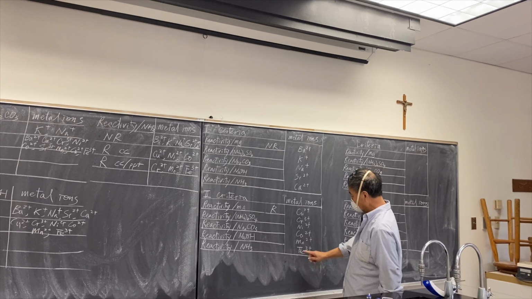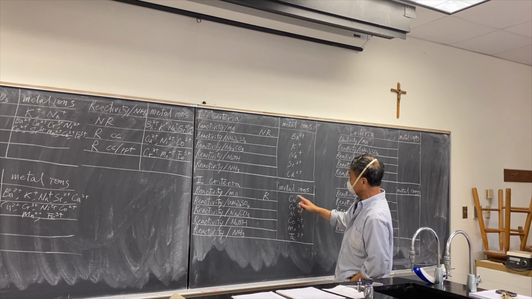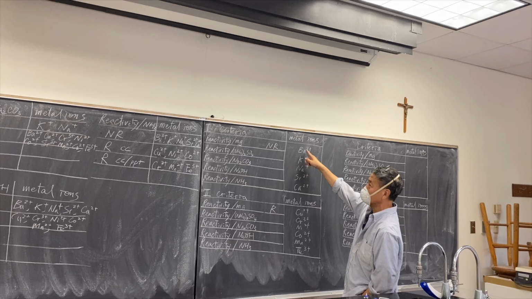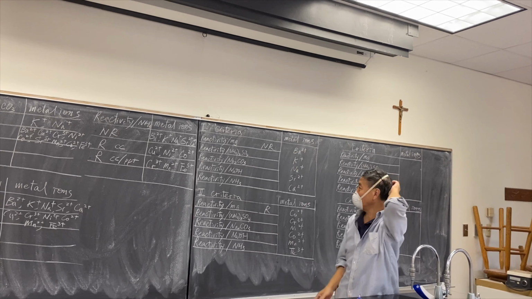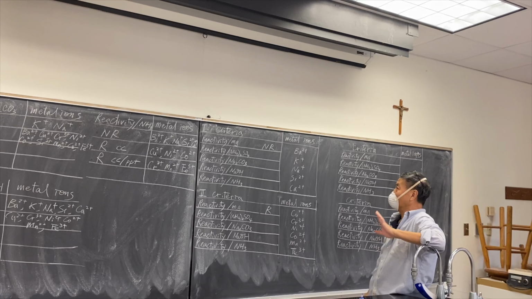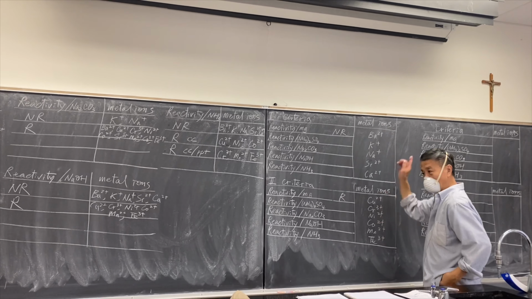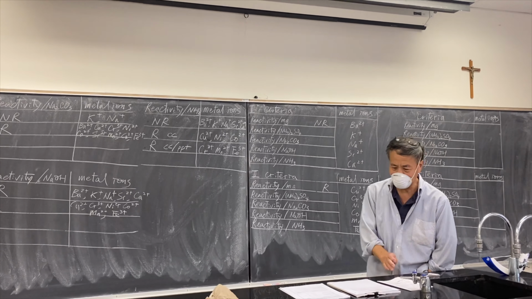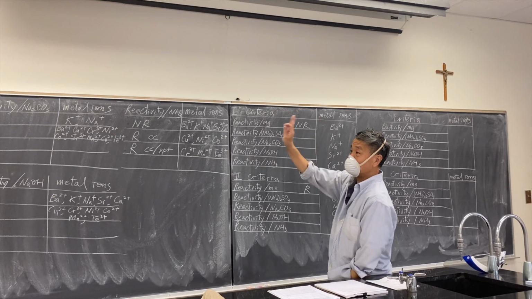So let's count. 1, 2, 3, 4, 5, 6, 7, 8, 9, 10, 11. So everything is right there. 11 of them all right there. Okay? Very good. So now we have done that.